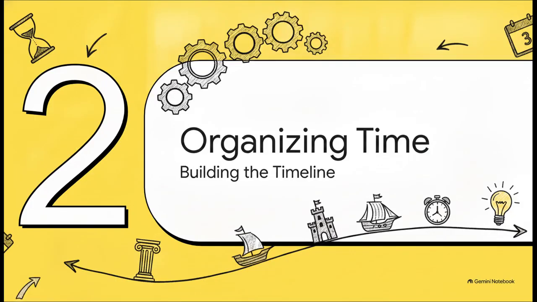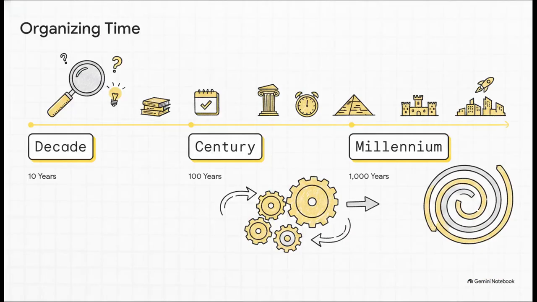Section 2, chronology and organizing time. Let's build that timeline of events. Every detective needs a timeline to establish the order of events, and in social studies, we call this chronology. Measuring and organizing time into manageable units is a totally foundational skill that you're going to use all year long.